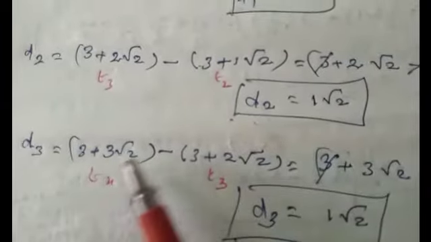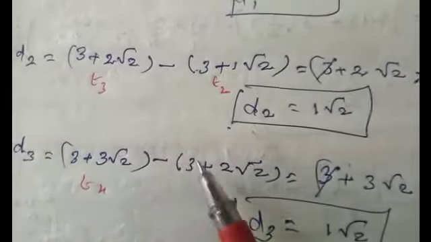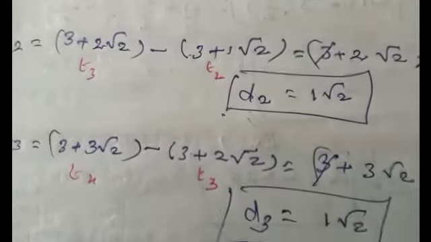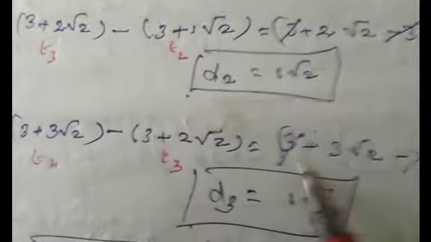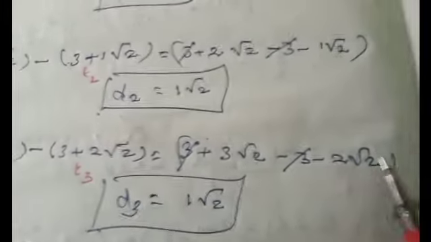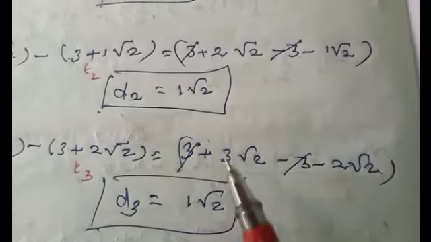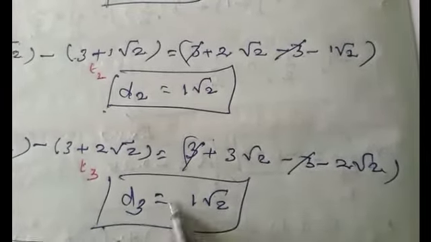Next, difference 3 means term 4 minus term 3. That is 3 plus 3 root 2 minus 3 plus 2 root 2. So we keep 3 plus 3 root 2 as it is, and here we have to insert the minus sign. That is minus 3 minus 2 root 2. So 3 plus 3 minus 3 will be cancelled. 3 root 2 minus 2 root 2 means 1 root 2.